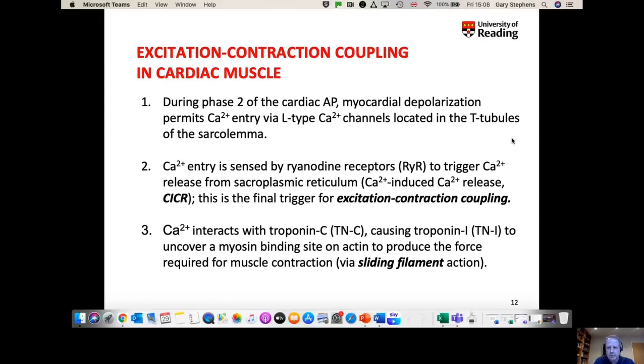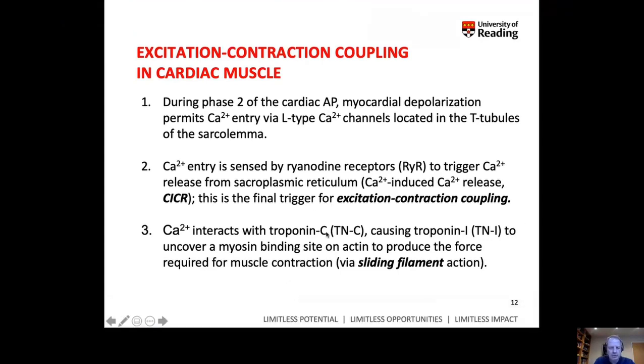The proteins that are important, again, as with skeletal muscle, are troponin. Calcium interacts with a number of subtypes of troponin in cardiac excitation contraction coupling. So troponin C, troponin I, and another one called troponin T, which we'll show you on the next slide. As with the sliding filament model that we showed you for skeletal muscle, this interaction uncovers the myosin binding site on actin, and cardiac muscles contract according, again, to the sliding filament model.